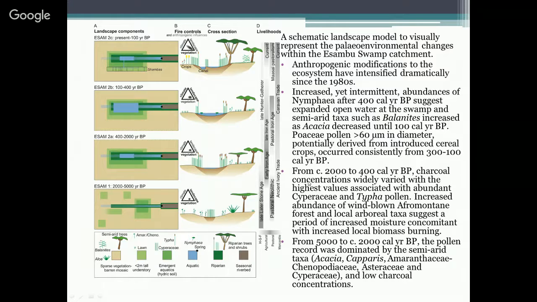So the notes on that bit is just how, for example, between 5,000 to 2,000 years ago, it was quite dry. There was a lot of acacia, there was a lot of Capparis and Acanthaceae, and then at 2,000 years, it became a wet period. However, across the Amboseli landscape, and that is why I'm also looking at a few wetlands and not just one, we've seen that the signal is localized.